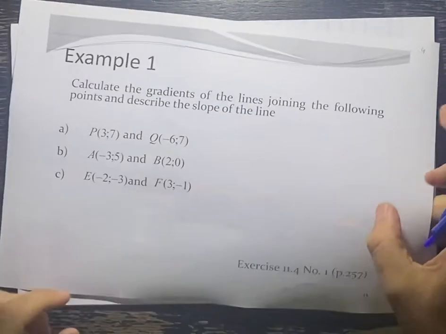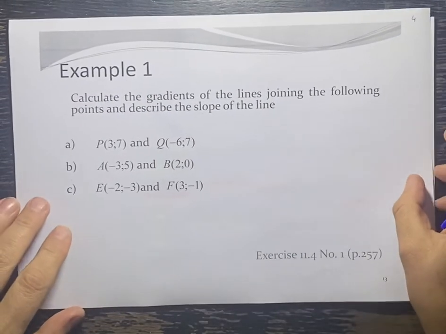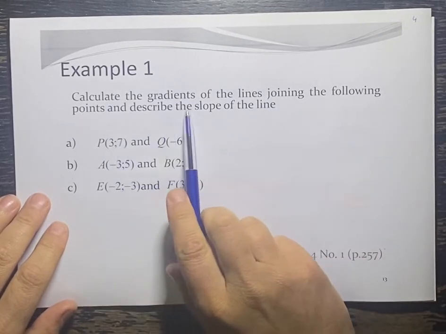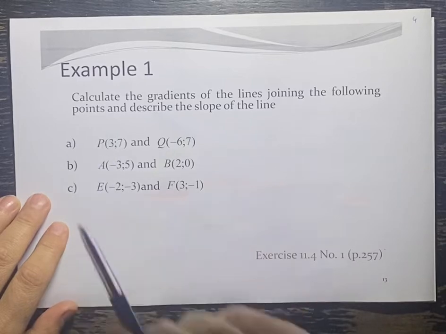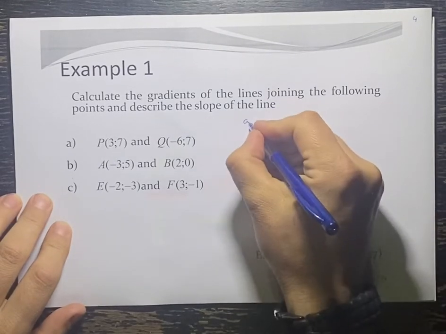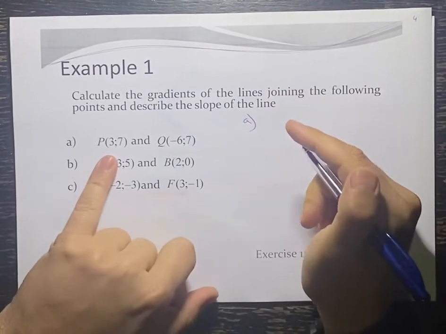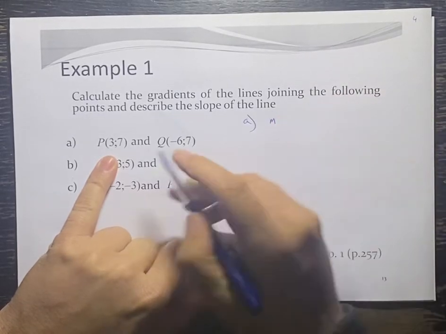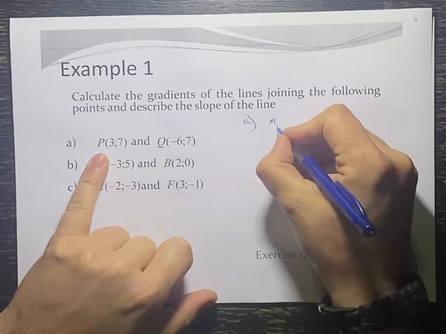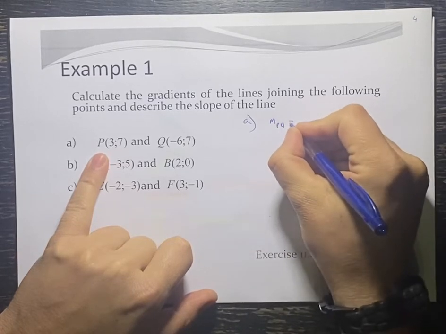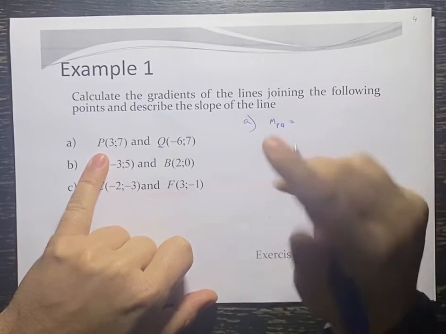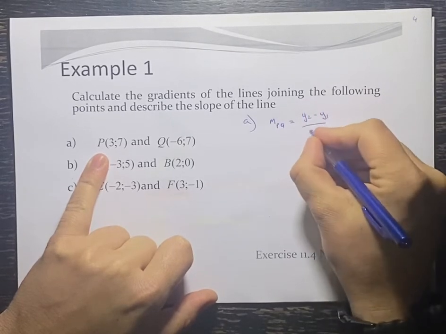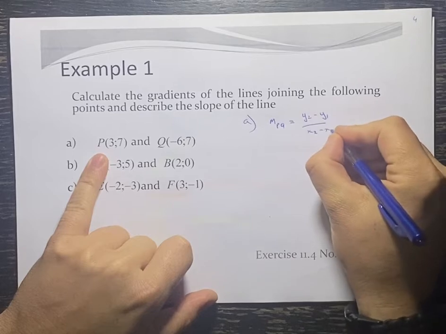If we have a look at example 1, it says here, calculate the gradients of the lines joining the following points and describe the slope of the line. If I look at question A, we have the 2 points here. I'm going to say the gradient of PQ, with PQ as a subscript, will be equal to. I want you guys to do it like this: y2 minus y1 over x2 minus x1.